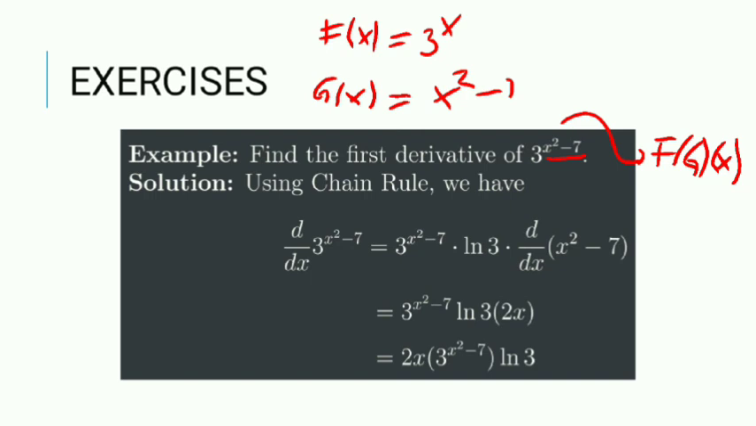So the derivative of 3 raised to x squared minus 7 is equal to 3 raised to x squared minus 7 times ln of 3 via the exponential differentiation rule, times the derivative of the exponent, which is d dx of x squared minus 7. Using the power rule, the derivative is just 2x. So simplifying, the answer is equal to 2x times the quantity of 3 raised to x squared minus 7 times ln of 3. That's all.